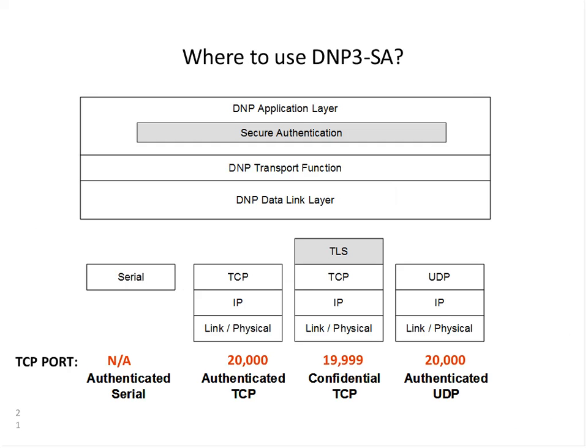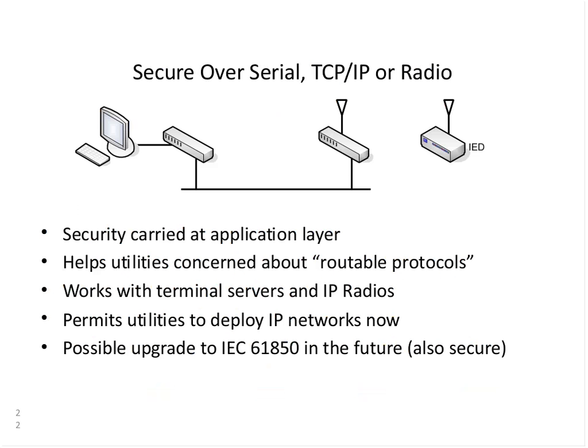Here are the various layers of the DNP3 SA. You can see where the authentication is occurring, and you can see how the various other security services at lower layers could be offered. The security, as I mentioned, is carried at the application layer. And so if you have these routable protocols and you're concerned about security, this is a very good way.